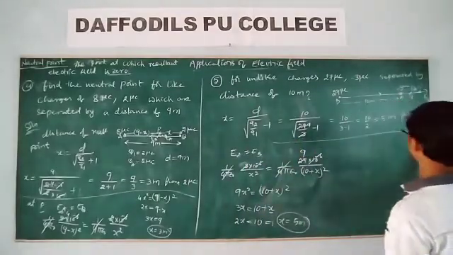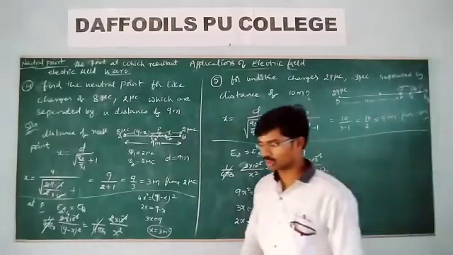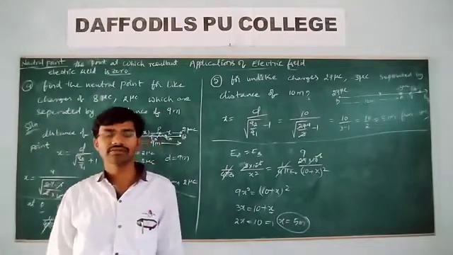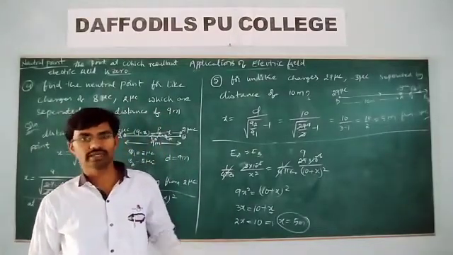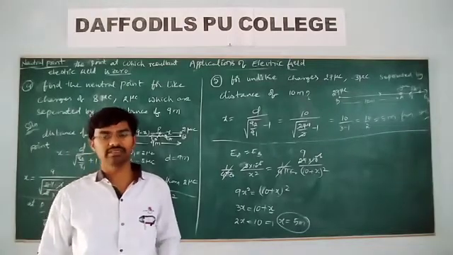Here also we got the same answer. So this is how we can calculate the resultant field due to like charges or unlike charges. For unlike charges, we get the null point outside of the charges, whereas for like charges, the null point is in between the charges.